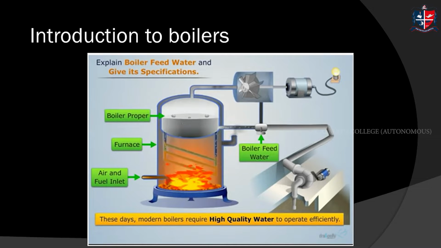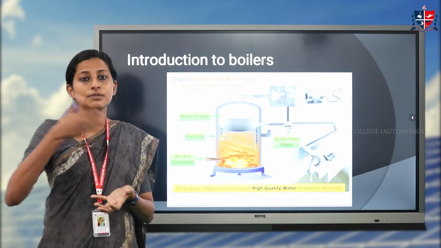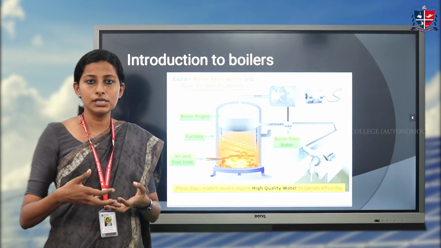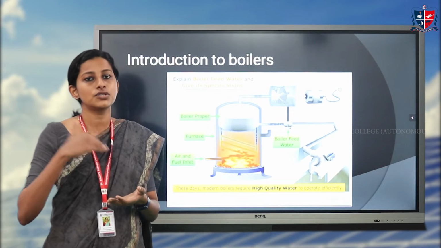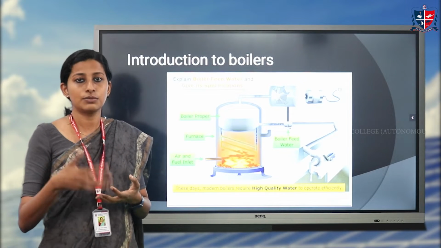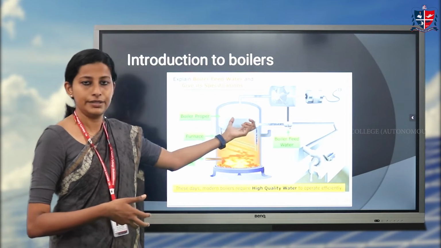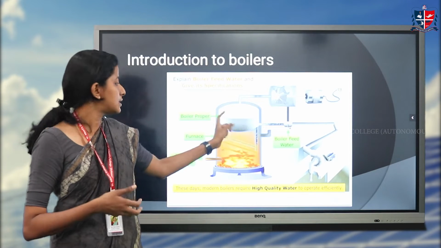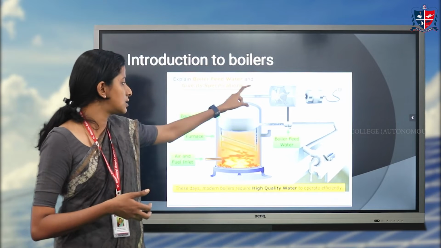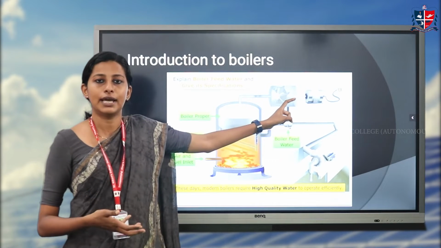The next component is the boiler proper. Boiler proper is nothing but the vessel from where the steam is generated. We know when water boils, when it reaches 100 degrees Celsius, it changes into steam or it starts evaporating. So that steam, or the water vapor, is collected in the proper, and that is taken through this pipe and taken for different applications.